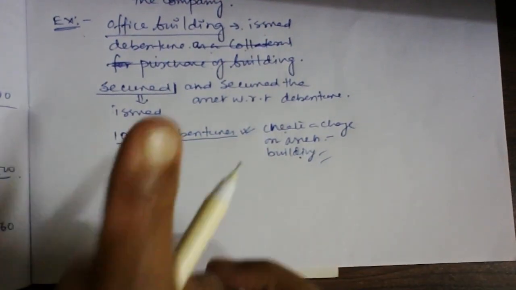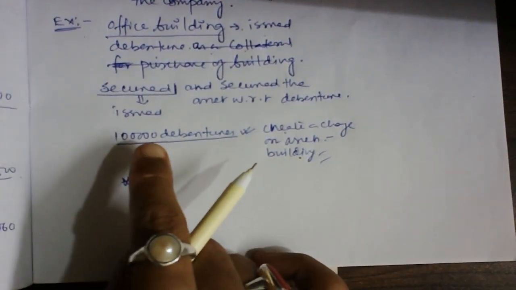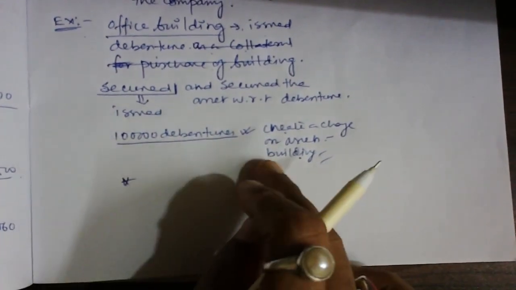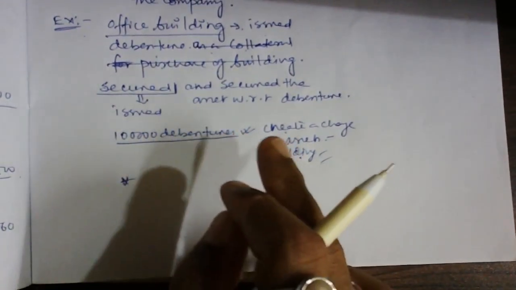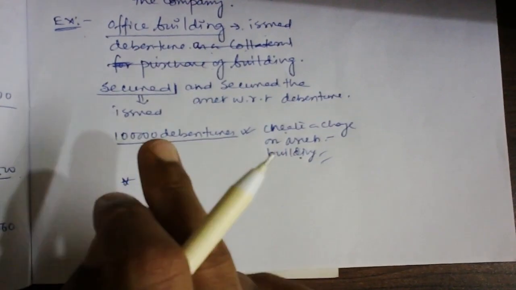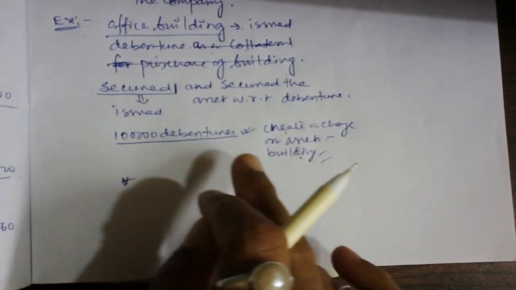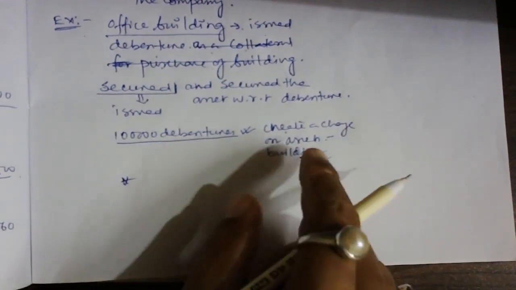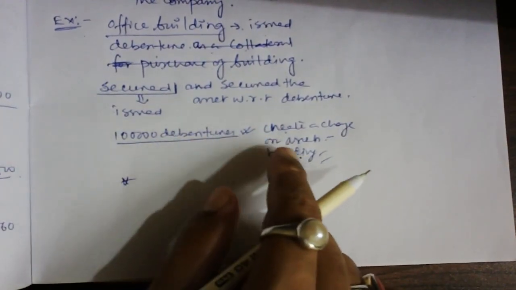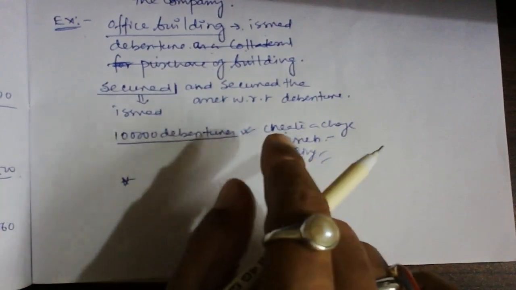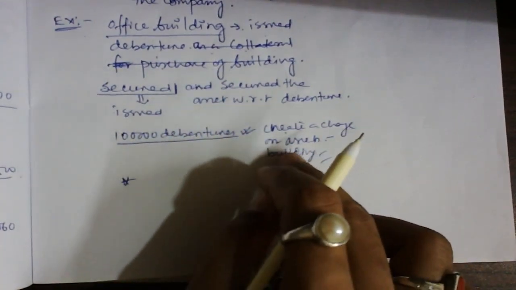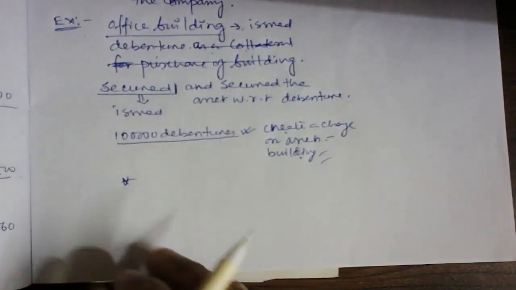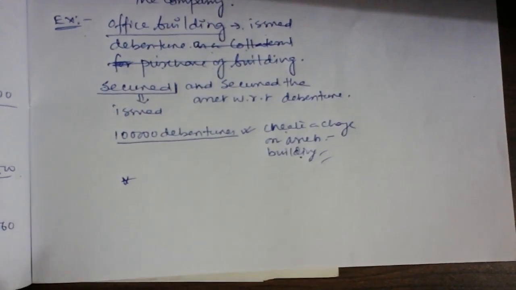Clear? So remember this: when there is an asset on which a charge is created based on a debenture issue, until the debenture is repaid, this property or asset cannot be sold in the market, because obviously the debenture lies on this asset. If anything bad happens, the asset will be sold and the money will be repaid to the debenture holder. So that is what is called a secured debenture.